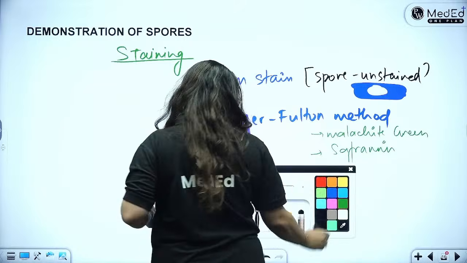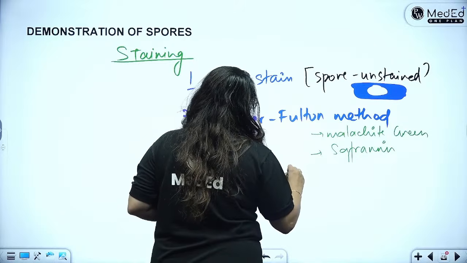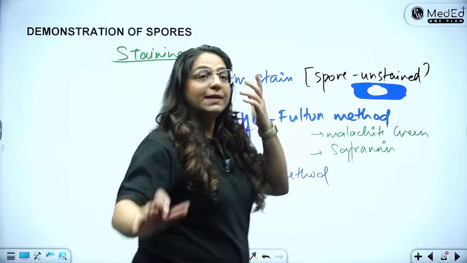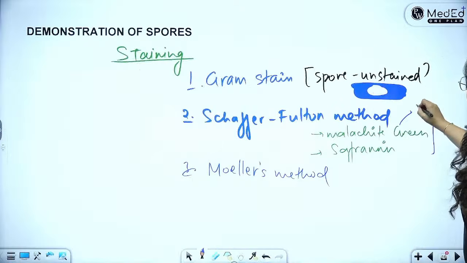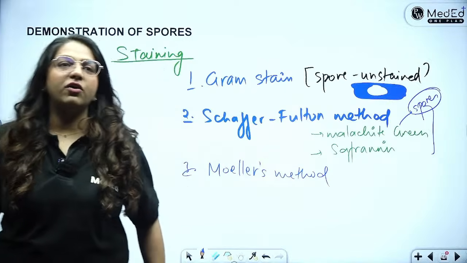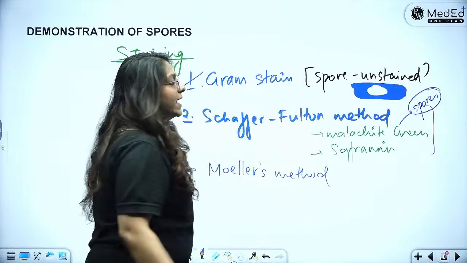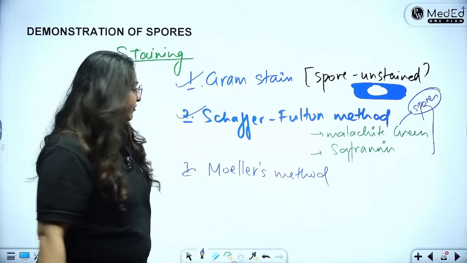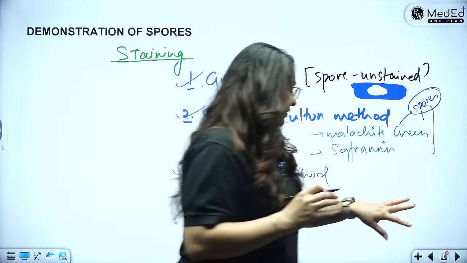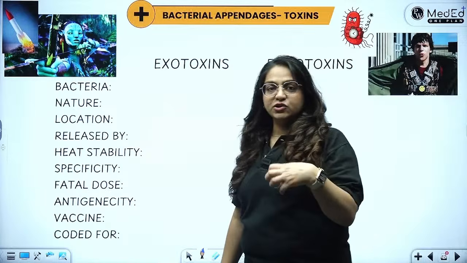Then we have another method which is called the Moller's method. In the Moller's method, you have the blue colored bacteria and the red colored spores. I'm sorry, in Schaefer-Fulton, you have the green colored spores. Malachite green is what is staining the spores. It's not that important. Just remember that in gram stain, the spore remains unstained. In Schaefer-Fulton, we are using malachite green and safranin. And in Moller's method, we have safranin and methylene blue, in which we have the blue and the red color production. So these are the mainstay of demonstration of spores, where I am using different methods of staining.